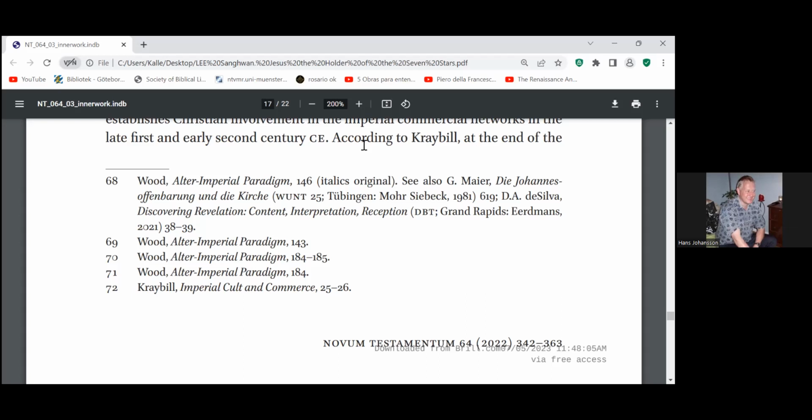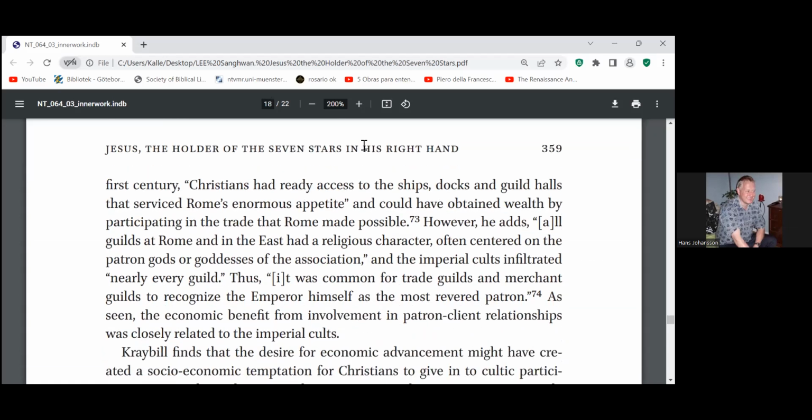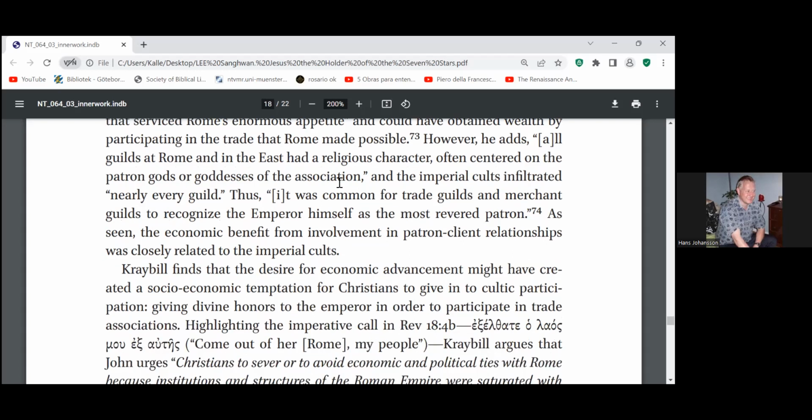According to Craybill, at the end of the 1st century, Christians had ready access to the ships, docks, and guild halls that serviced Rome's enormous appetite and could have obtained wealth by participating in the trade that Rome made possible.